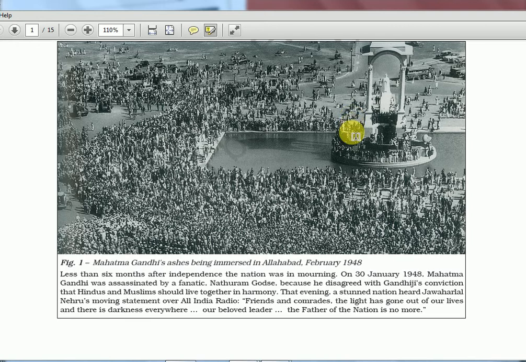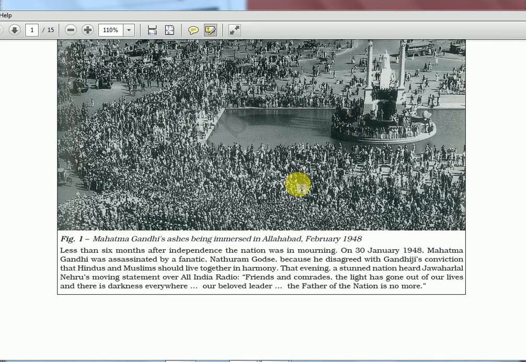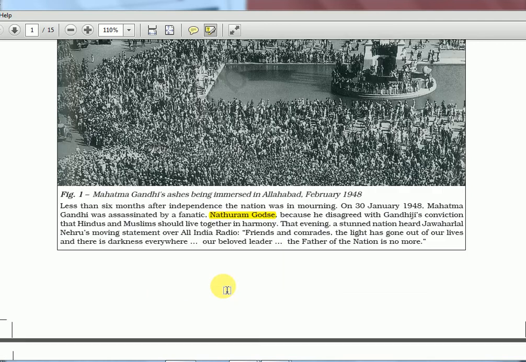And it was not a natural death. He was shot dead by Nathuram Godse. It is mentioned here. Because of that Hindu-Muslim issue again, there was a problem. And you don't have to focus on the why and all regarding that.